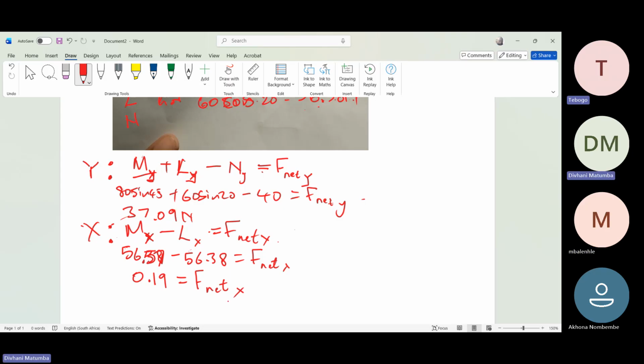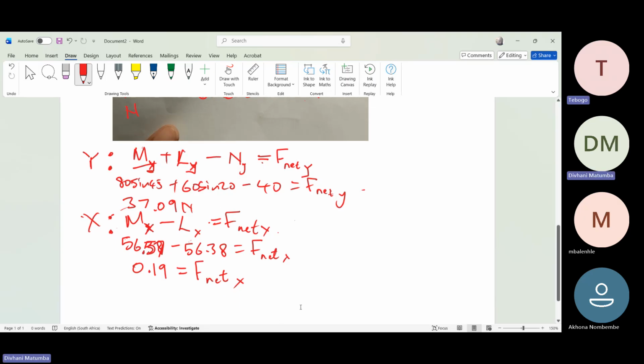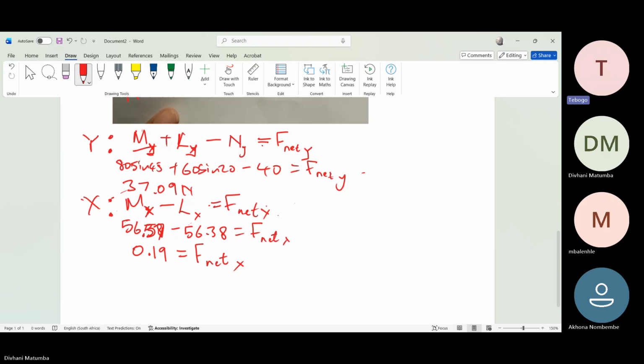Okay, I just want to confirm something quickly. Sine of 45, I just want to make sure that we got the first one right. Okay, sine of 20 minus 40. Okay, yeah, you're right. You are right on the first one. Okay, so we have the F net in the Y direction, and we also have the F net in the X direction.